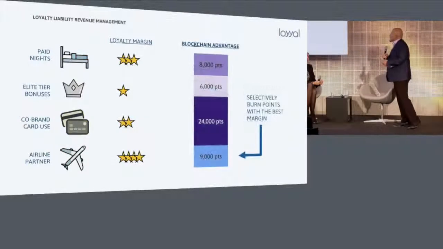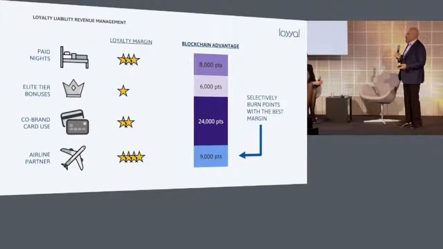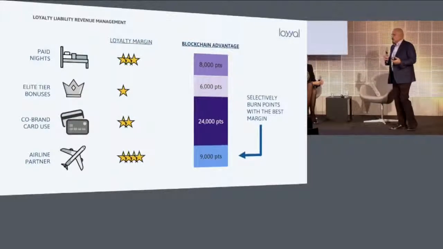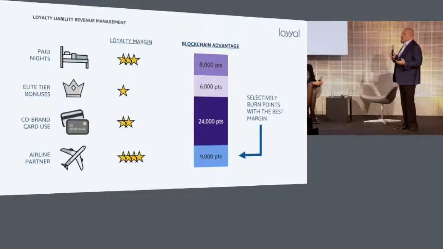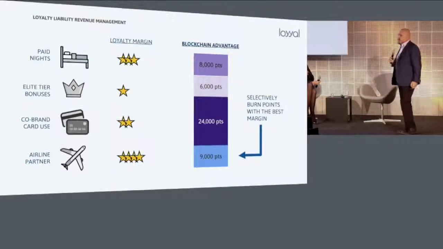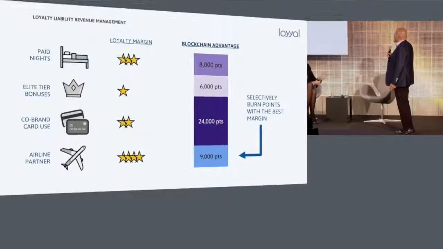So now, in a chain approach, I can look at any individual member wallet and see, again, that distribution of their points, the distribution of their value, and know how to redeem out of there. If they're having a really great quarter, I may choose to burn off the low margin points first. If we're having a particularly tight quarter, I may choose to burn off the higher margin points and change that liability picture.